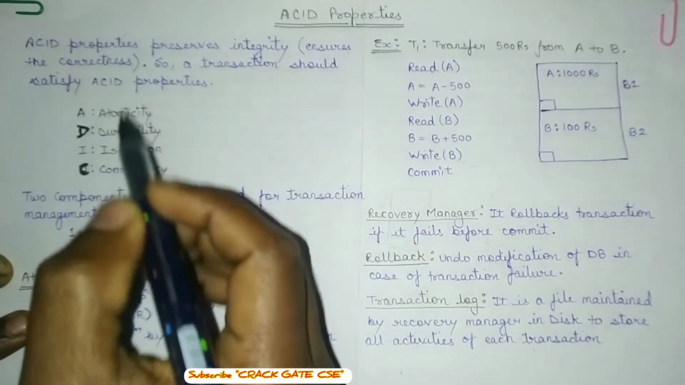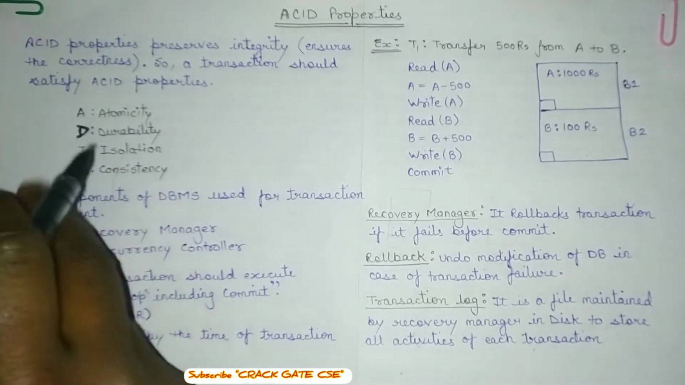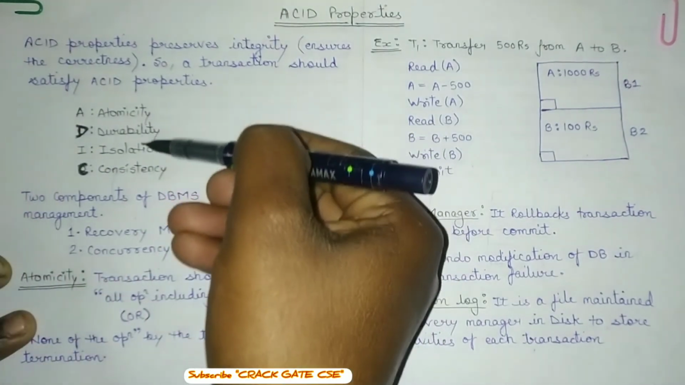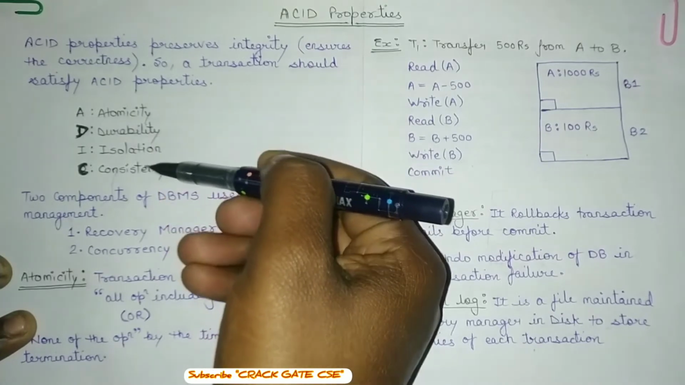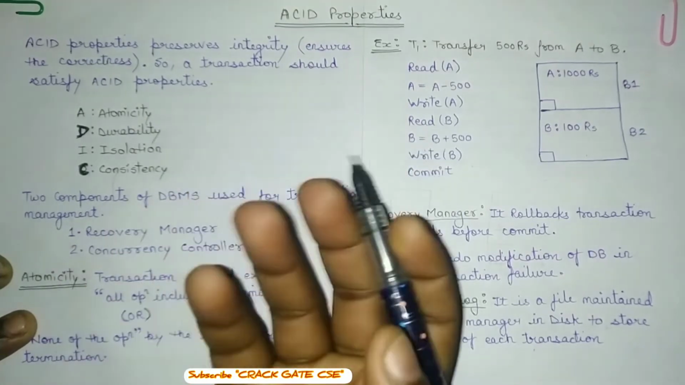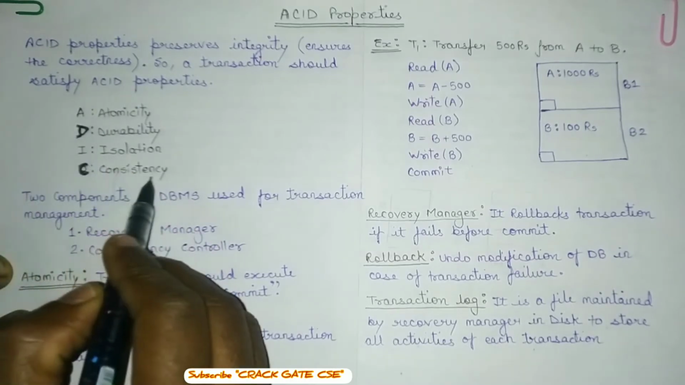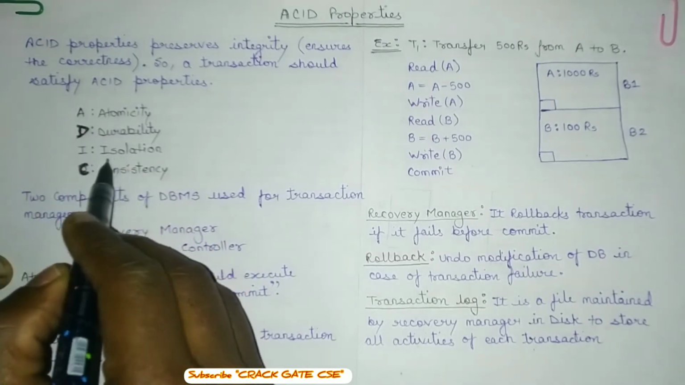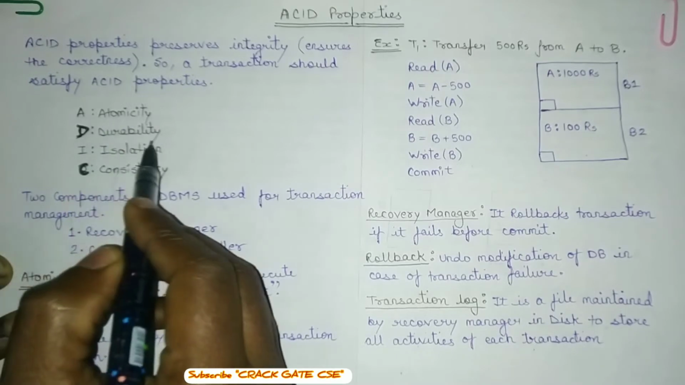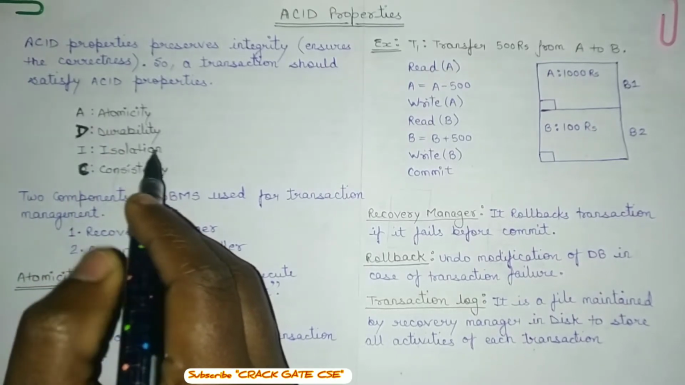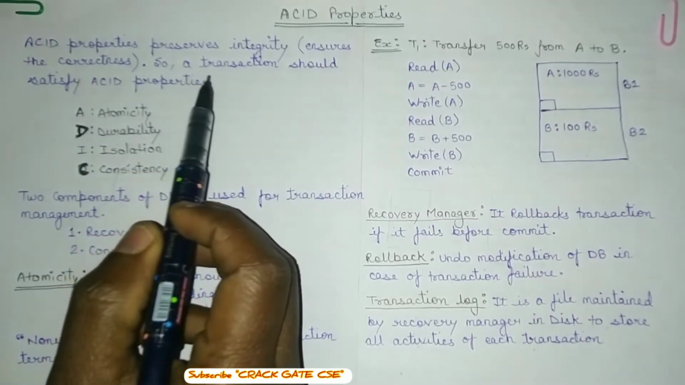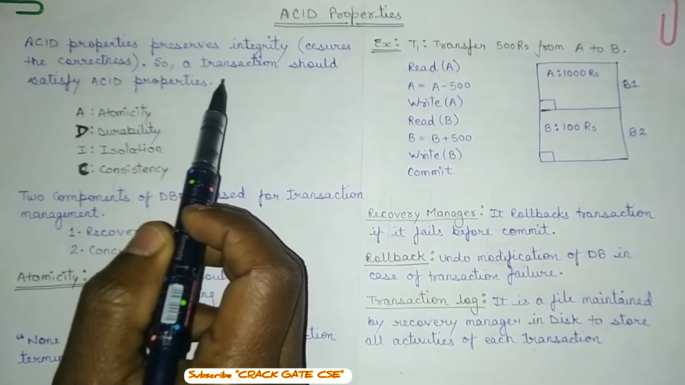What are those ACID properties? This is the abbreviated form of the ACID properties. I just adjusted it in a random sequence for some reasons. A stands for atomicity, C stands for consistency, I stands for isolation, and D stands for durability. These ACID properties should be satisfied by a transaction.